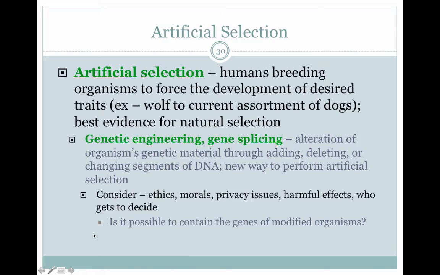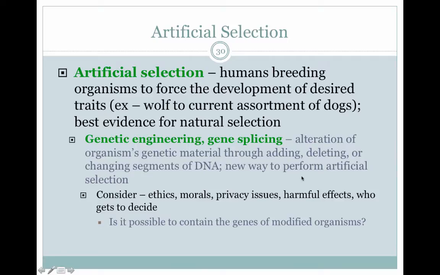All right, another great reason we know natural selection takes place is that we do it all the time. Artificial selection, we've done it with everything from dogs to cows. There's a reason cows' udders are ginormous. We bred them that way. To different kinds of crops. I'm going to show you a picture here in a second.